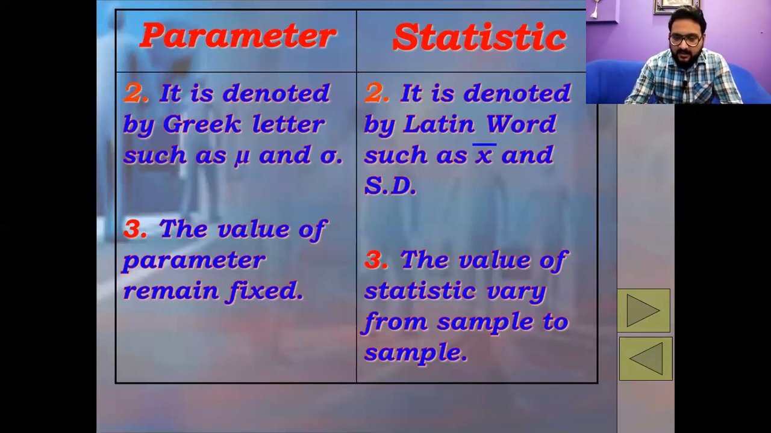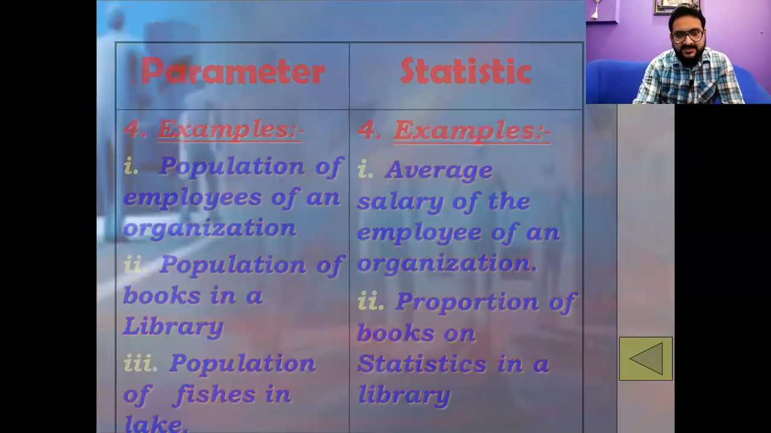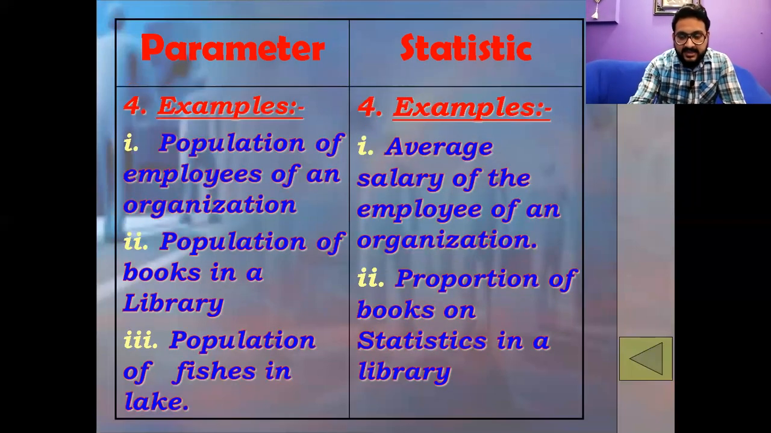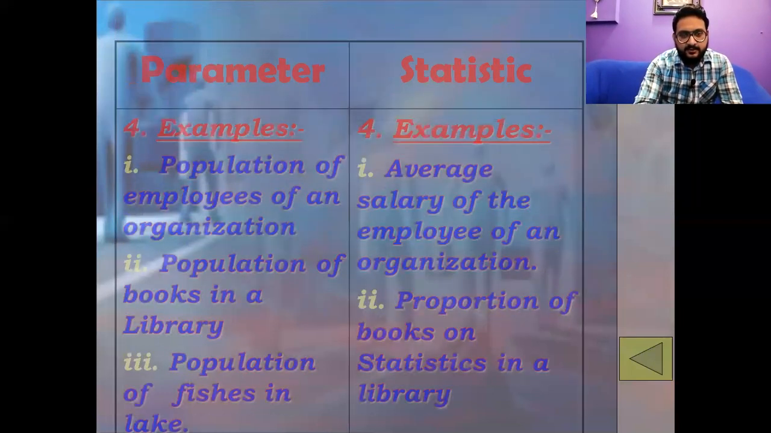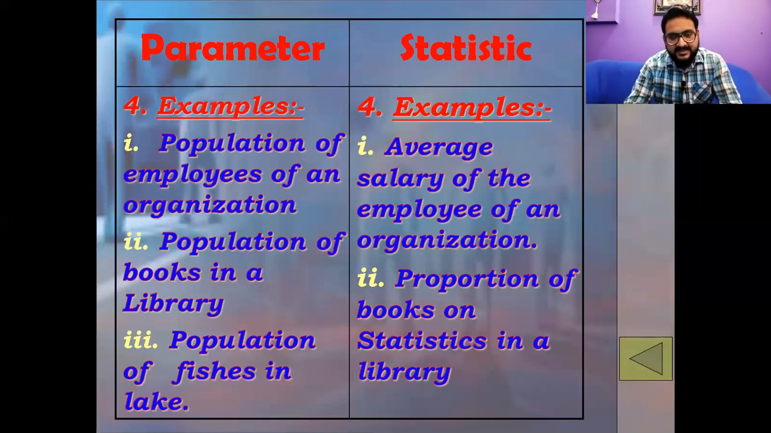I have already said that the parameter is calculated from the population, and the statistic. In statistics, any calculated value which comes from a sample is called a statistic. Okay. Now move to the next point. Here we show the three points. Now the fourth point is the example. Just focus on example number 1 on both sides.